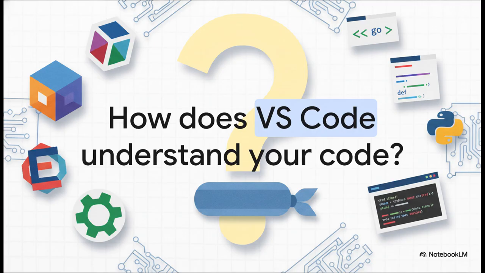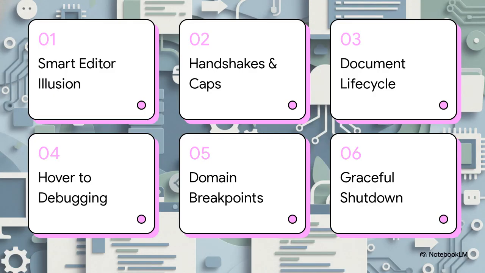But here is the massive illusion at the heart of modern development. It absolutely doesn't. Your editor is actually completely blind to the meaning of your code. Okay, let's dive into this. We'll be looking at 1. The Smart Editor Illusion, 2. Handshakes and Capabilities, 3. Document Lifecycle, 4. Hovering to Debugging, 5. Domain-Specific Breakpoints, and finally, 6. A Graceful Shutdown. Let's get to it.